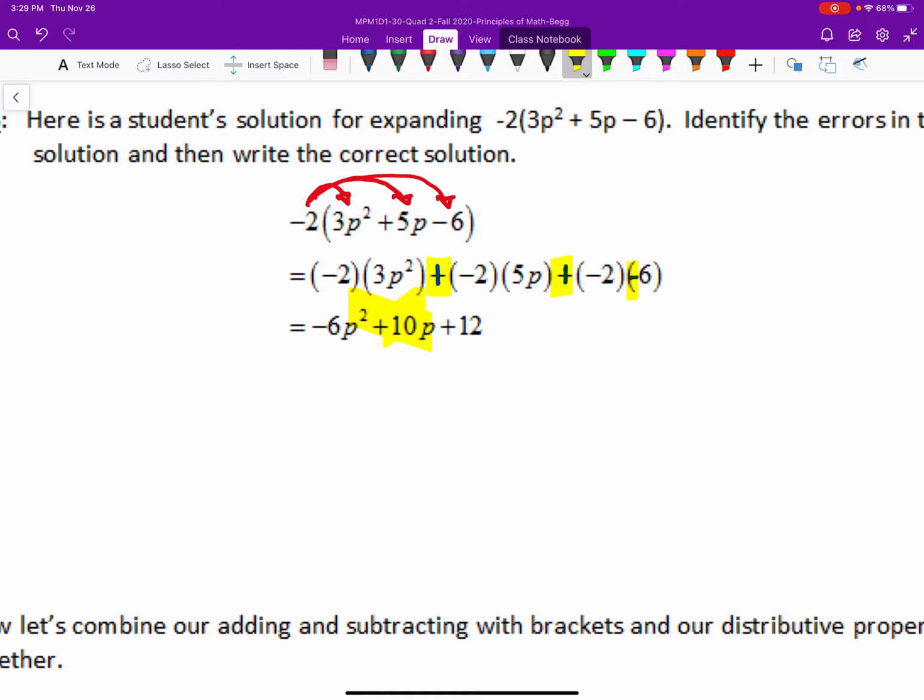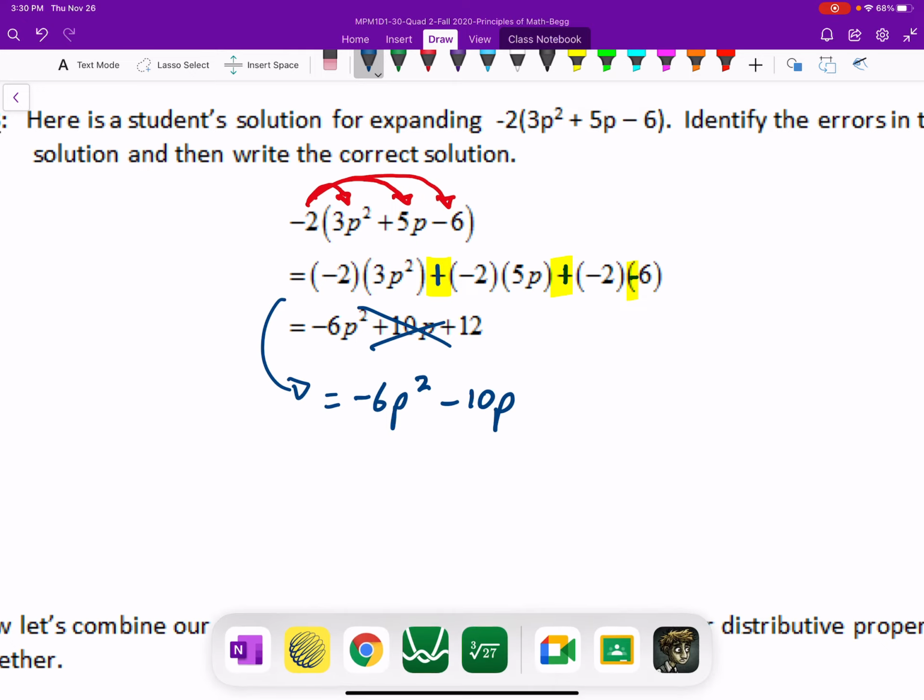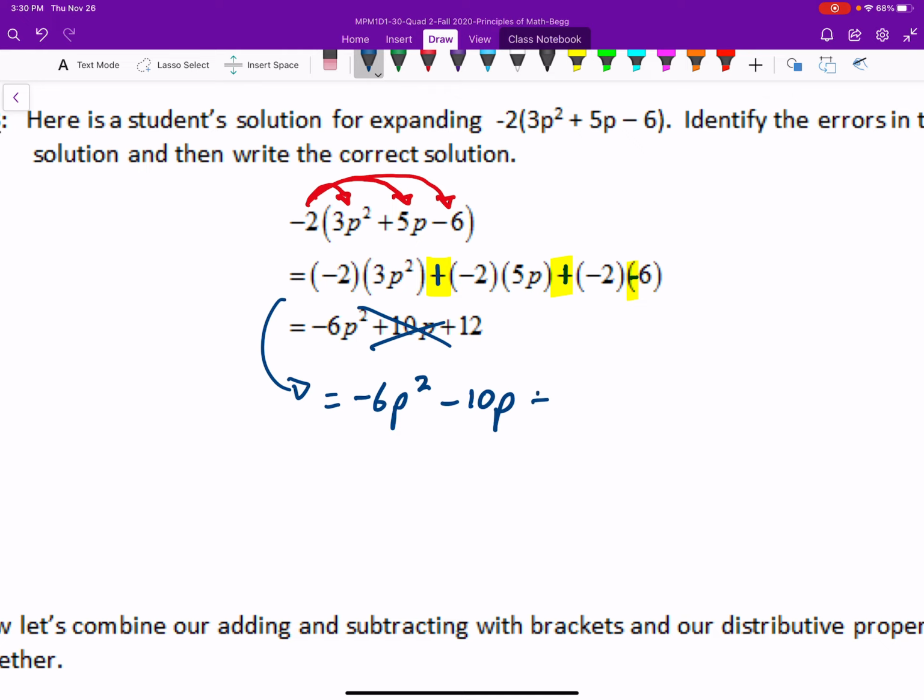Whoops, that was supposed to be just crossing it out. So what we'll have instead is negative 2 times 3 is negative 6, p squared. Negative 2 plus minus 2, so it's minus 2 times 5 is 10, p. Plus minus, so again, I got negative 2 times negative 6 gives me positive 12.